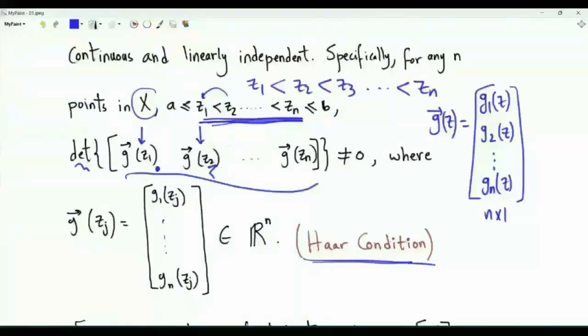Again, the Haar condition means that if we choose n points in set X in a strictly increasing order, for any n points, we construct this n by n matrix. It must be invertible. The columns are linearly independent, and the determinant is not equal to 0.